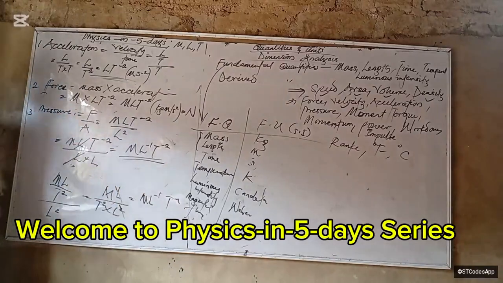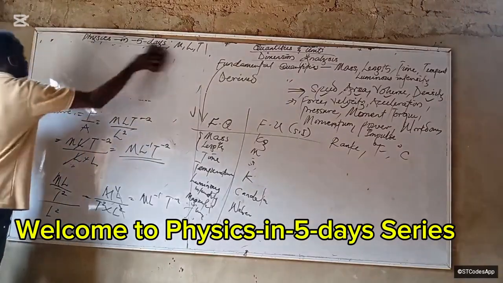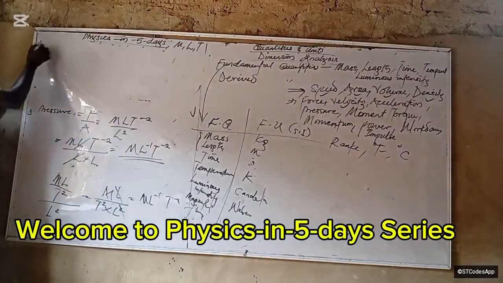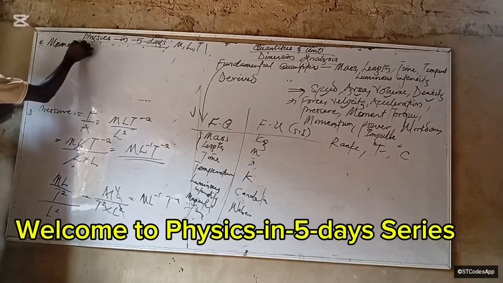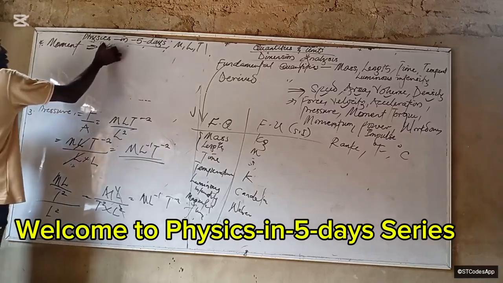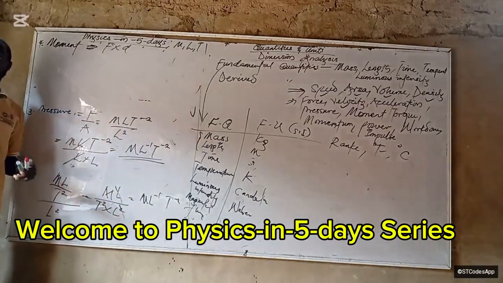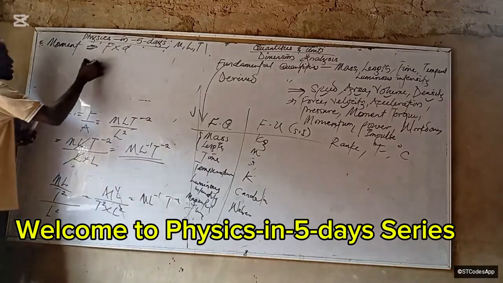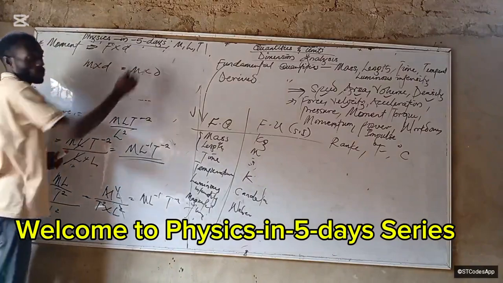Alright, let's go to the next one. What's the next one there? Moment. So if I said analyze moment, very simple. First, know the formula. The formula for moment of force is going to be what? Force times distance. Well, you must have seen in some textbooks where you are calculating with mass. You now say mass times distance in clockwise direction is going to be mass times distance in anti-clockwise direction.